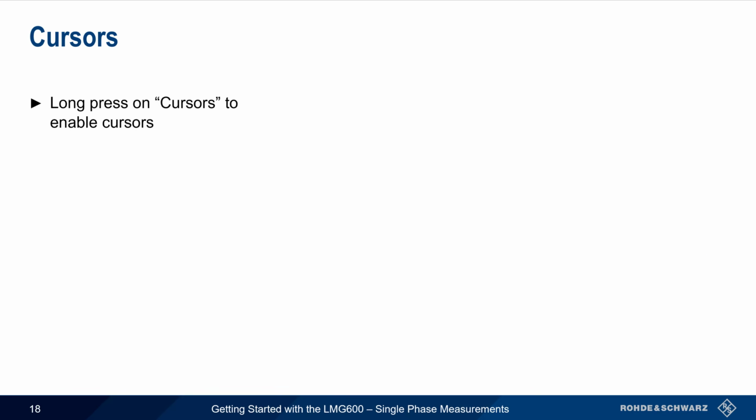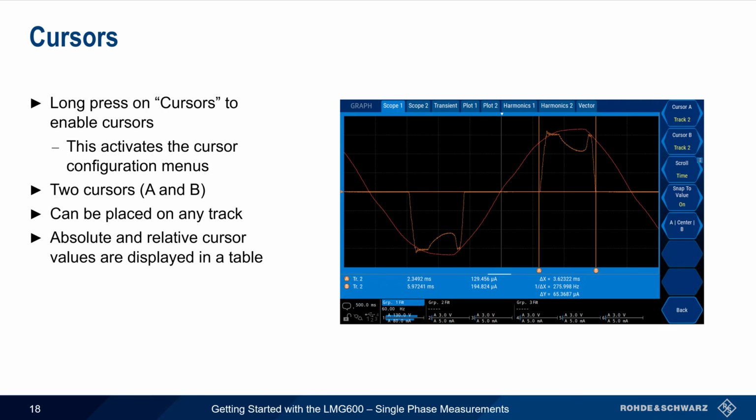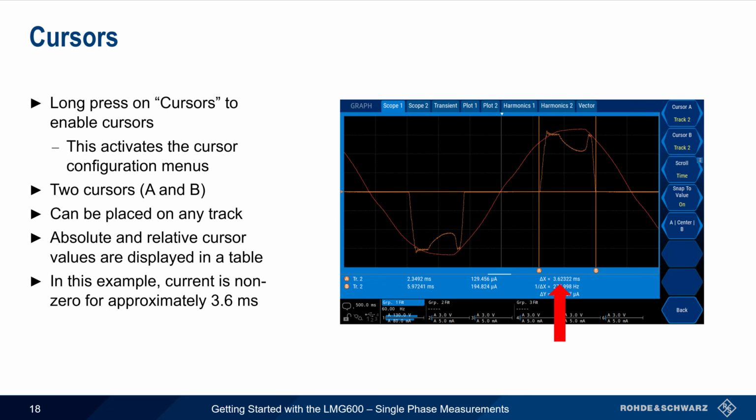The Cursors feature in Graph View is enabled by long pressing the Cursors menu item. This activates the cursor configuration menus as shown here. There are 2 cursors, which can be placed on either the same or on different tracks. Both absolute and relative cursor values are displayed in a table. For example, here we've used cursors to measure the period during which the current waveform was non-zero.